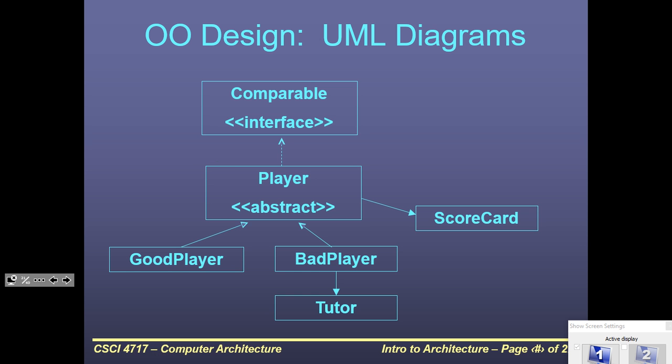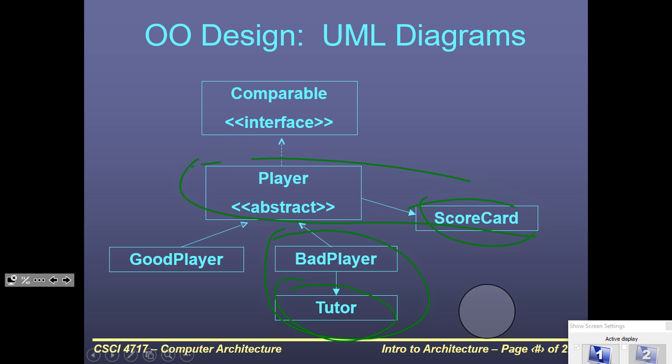A bad player, like I said, that's composition. And right here, a bad player is composed of several things. One thing, it will have a scorecard. It'll also have a tutor. Okay? And so basically, whatever you see here, you'll see instance variables listed in that class if it's composed of those things. And so that's the basics that you have to be able to do to read diagrams.